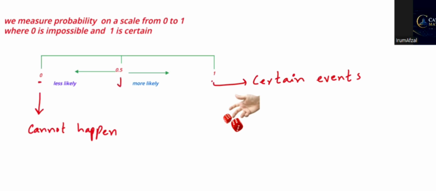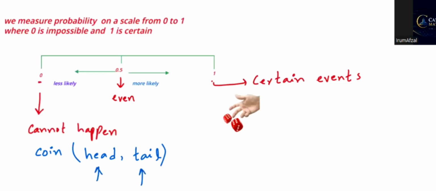Even chances of happening means, if we are talking about a coin, the coin has two possibilities. Either there can be a head or there can be a tail, right? So there are equal chances that there can be a head or a tail. So 0.5 is the probability for the head and 0.5 is the probability for the tail. If we take the similar formula that we were talking about before, two total possibilities are there.